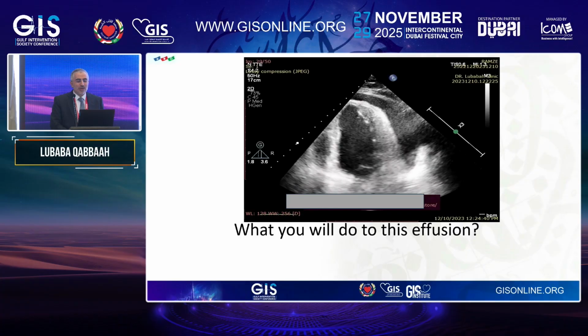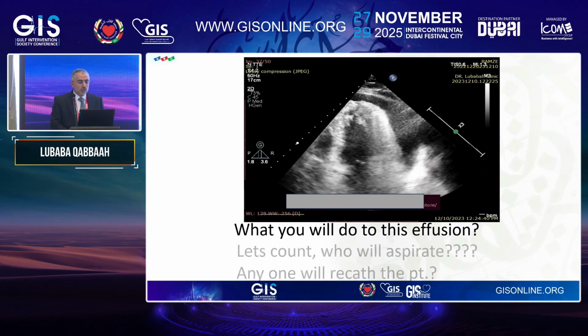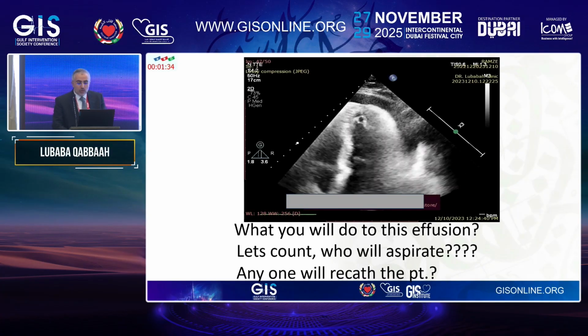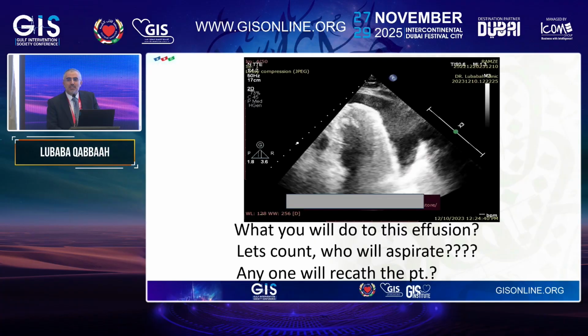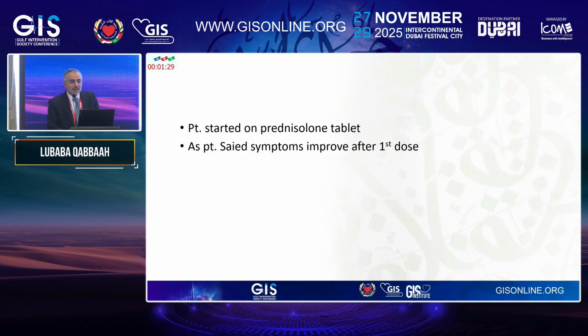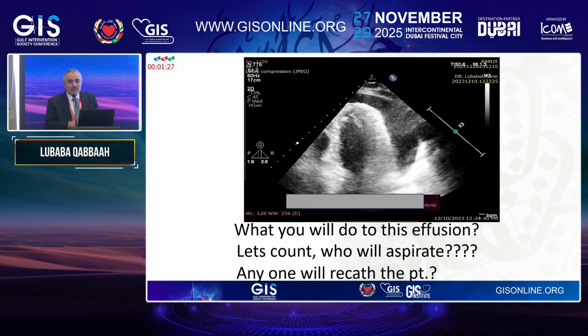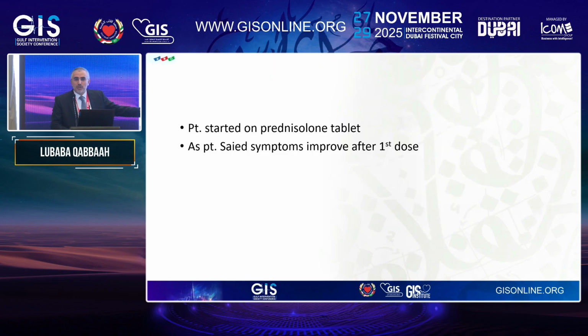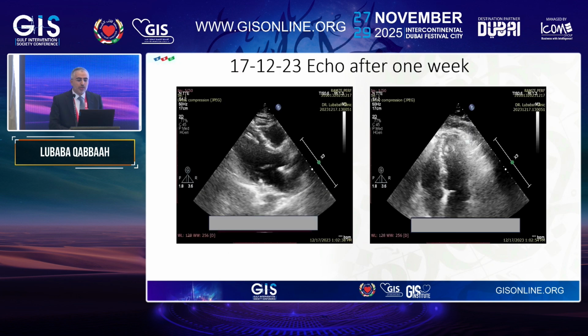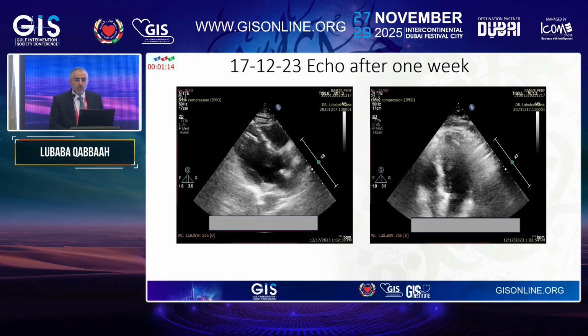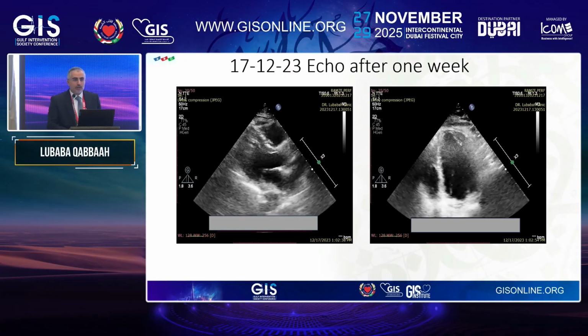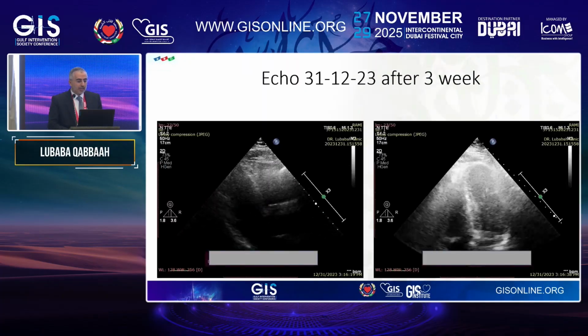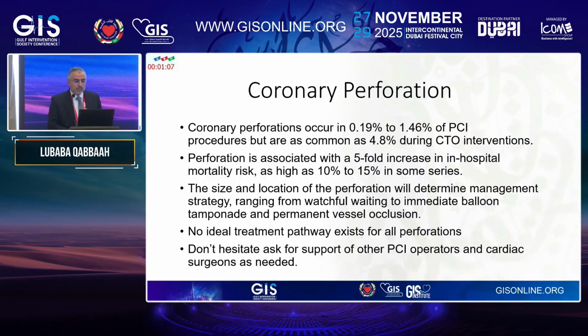Yeah, then one-third. So let's count who will aspirate. Would anybody recast the patient? Do you have a subcostal view? I don't know. But what I did, I put the patient on prednisolone therapy with the colchicine. The patient's symptoms were relieved after the first dose of prednisolone, and this is the echo after 1 week of prednisolone therapy. And the echo after 3 weeks showed no pericardial effusion.